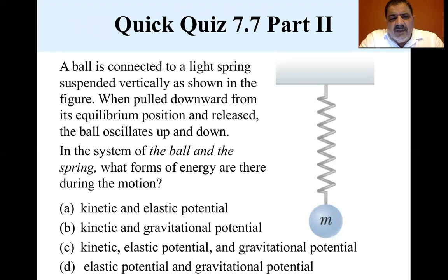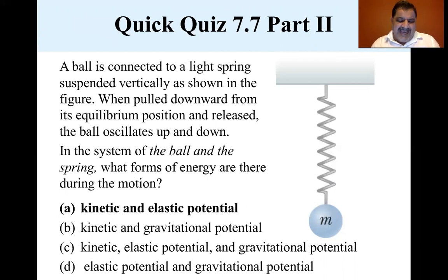So they're leaving out the earth. What forms of energy are there during the motion? We have A, kinetic and elastic potential. B is kinetic and gravitational potential. Well, it took out the word the earth. So everything that has gravitational potential energy is excluded from the answer. So the answer is A. Because the earth is not included in the system, there is no gravitational potential energy associated with the system.